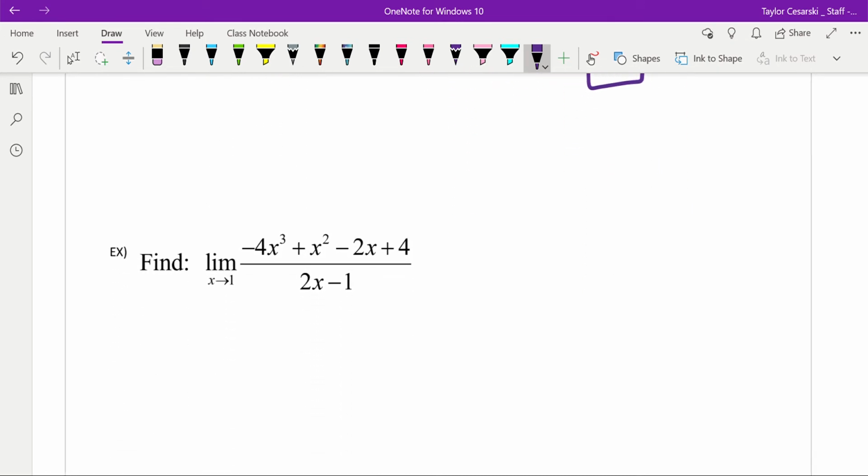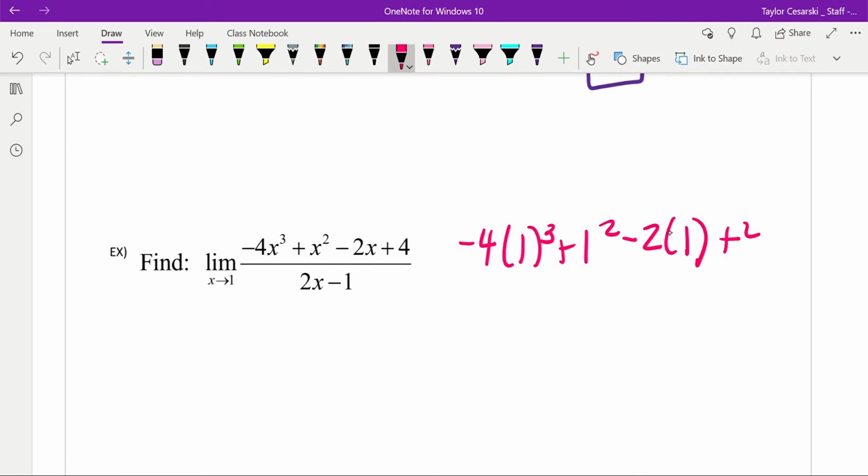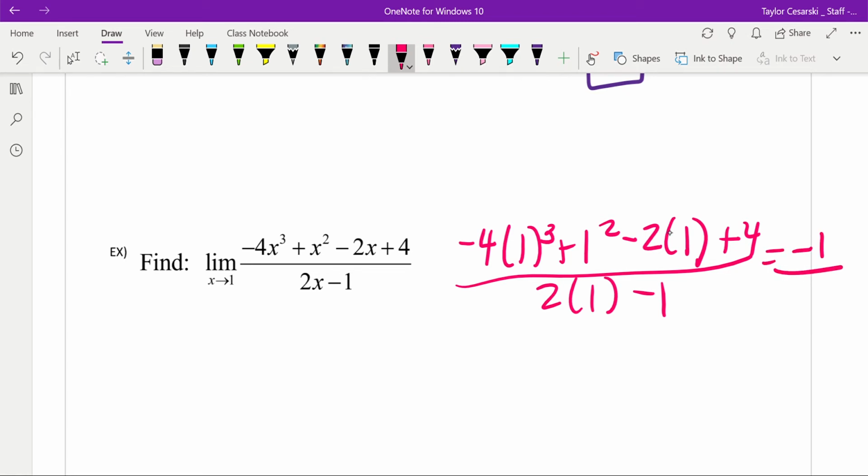Alright, next one. So x approaches 1 here. Again, we can just substitute in 1. Okay, so negative 4, 1 to the 3rd plus 1 squared minus 2 times 1 plus 4 over 2 times 1 minus 1. So negative 4 plus 1 is negative 3, minus 2 is negative 5, plus 4 is negative 1, over 1, so that would be negative 1.